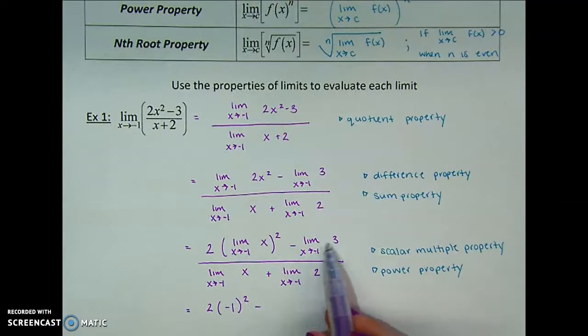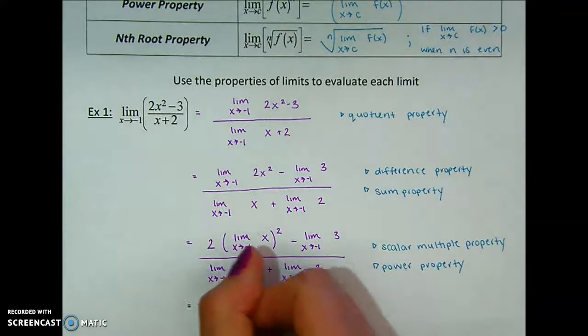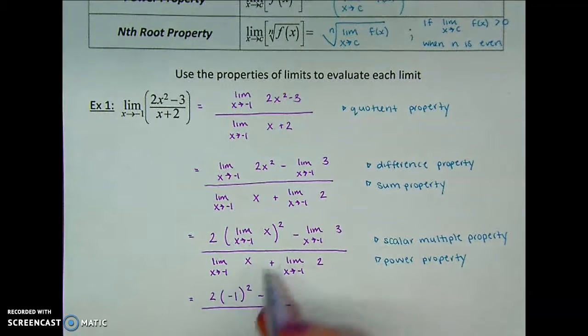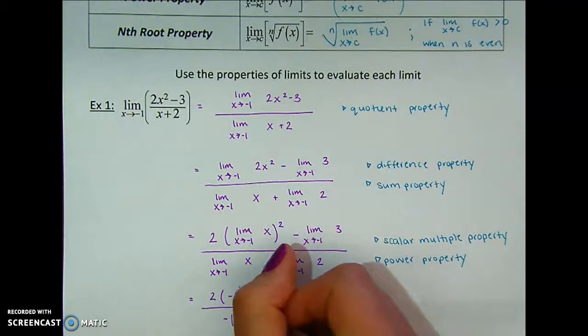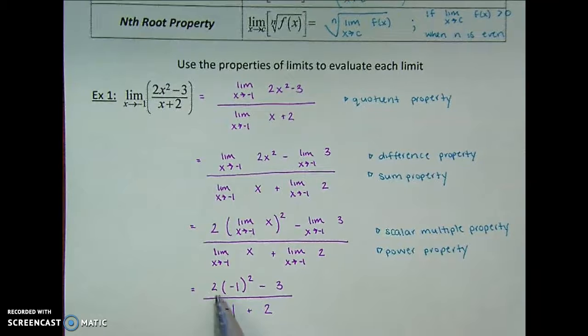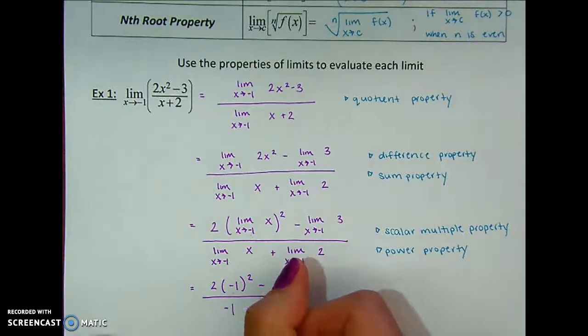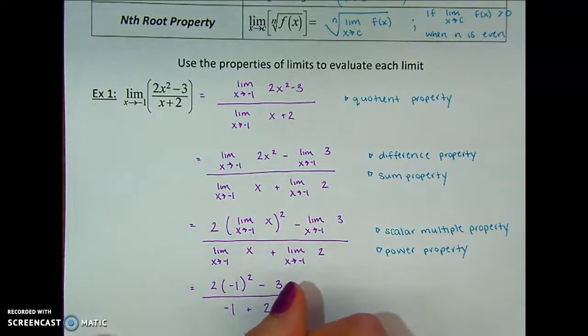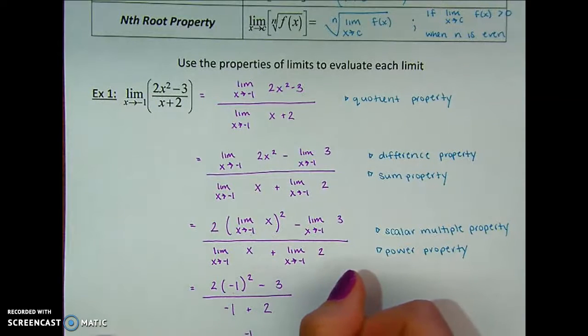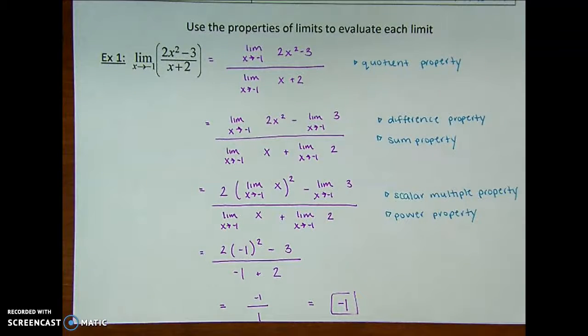Here we have the limit of a constant, right? So the limit as x approaches -1 of a constant is just going to be that constant. So again, this is going to be -1, and this is going to be the constant. And then we can simplify everything. So 2 times -1 squared is 2 minus 3. And then -1 plus 2. So that means that our final answer is -1. And we're done.